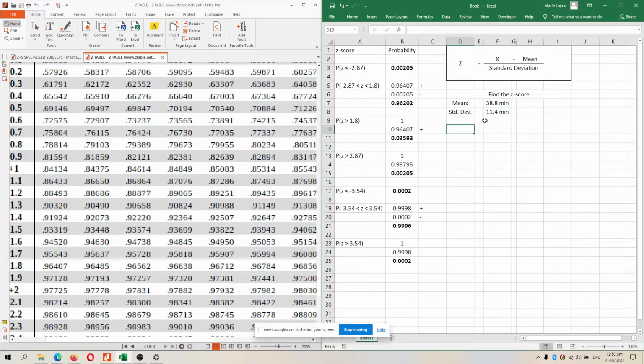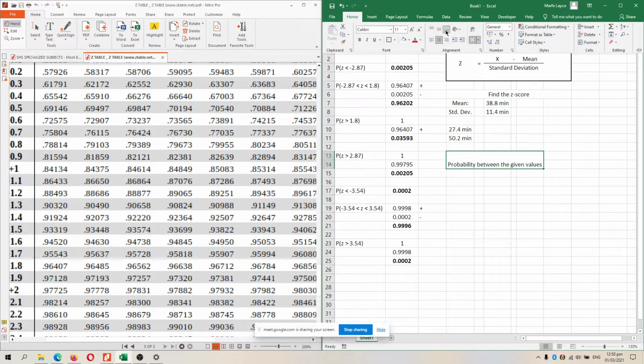So, hanapin natin ang z-score if meron tayong 27.4 minutes. Tapos, 50.2 minutes. Tapos, ang isa pa nating hahanapin, yung probability between the given values. Ito yung hanapin natin pagkatapos.